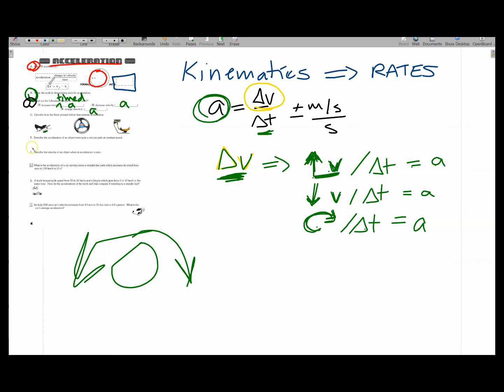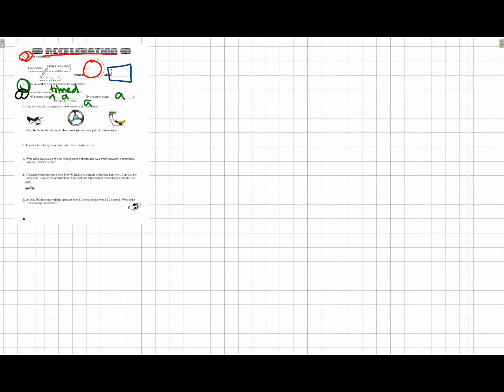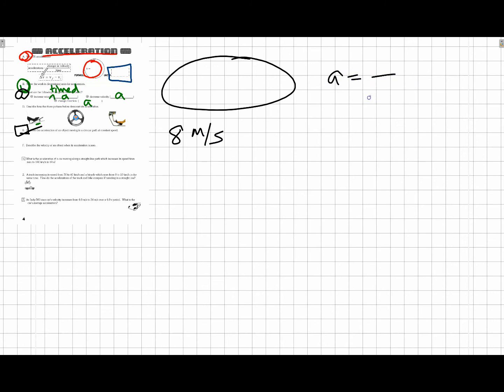All right, letters E and F. Letter E: Describe the acceleration of an object moving in a circular path at a constant speed. Circular path, so moving at a constant speed. Let's say my constant speed is 8 meters per second. Describe my acceleration. Acceleration is the rate at which I change velocity. Alright, so there are 3 ways to change velocity. I can go faster or slower, the 2 most common that we tend to think of.